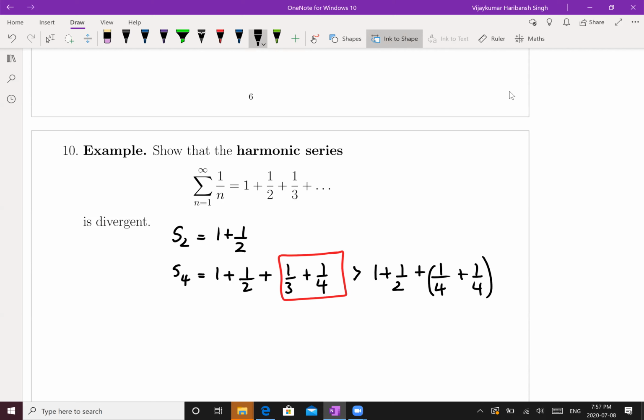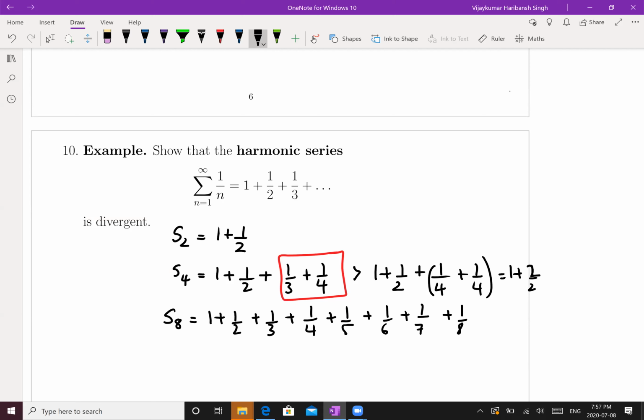So I can write this as greater than 1 by 4 plus 1 by 4. And that can be written as 1 plus 1 by 2, plus another 1 by 2, which is going to be 1 plus 2 by 2. Let's look at S8. It is going to be 1 plus 1 by 2 plus 1 by 3 plus 1 by 4 plus 1 by 5 plus 1 by 6 plus 1 by 7 plus 1 by 8. Again, in this case, we'll combine these two guys and then we'll combine these four guys.